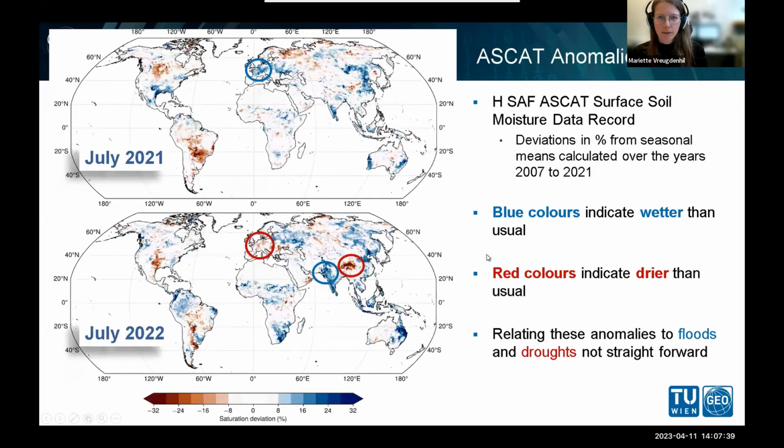So just to go back to what you might have seen in the last lecture on flood monitoring and anomalies. This slide is from that lecture, where you could see what Professor Wagner showed you, these anomalies in soil moisture based on the HSAF ASCAT surface soil moisture data record, where in blue colors you can see wetter than usual conditions and in red colors you can see drier than usual conditions. He also mentioned that relating these anomalies to actual floods and droughts is not as straightforward as one might think. And this is what we're going to talk about today.